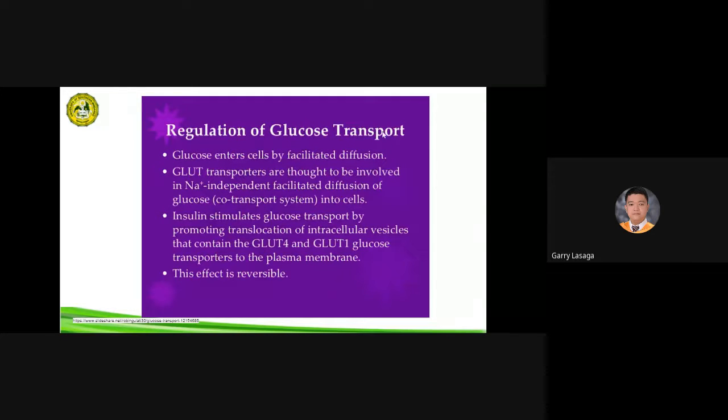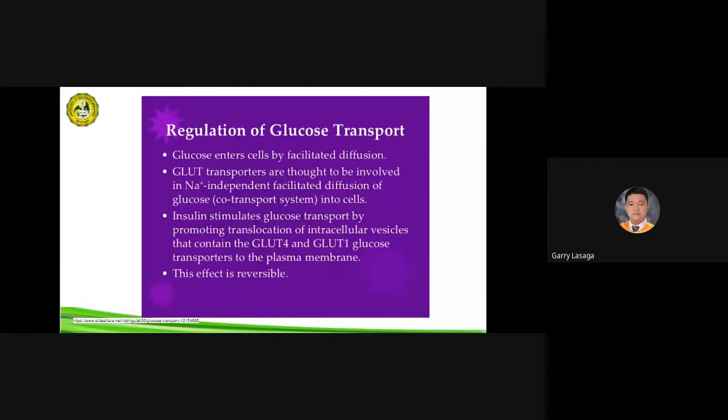So another type of molecule that is being transported by way of facilitated diffusion is glucose. Glucose enters the cells by facilitated diffusion. Glucose will be transported across the membrane via the GLUT transporters. These are thought to be involved in sodium-independent facilitated diffusion of glucose into the cells.